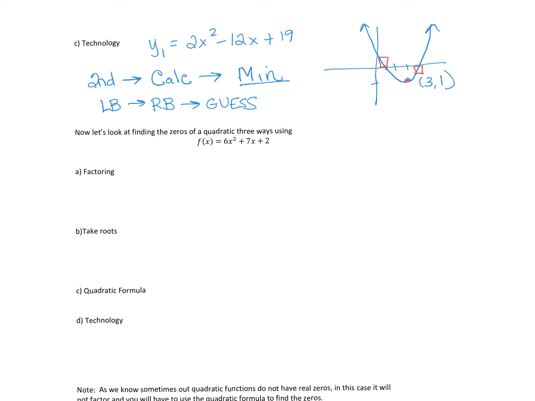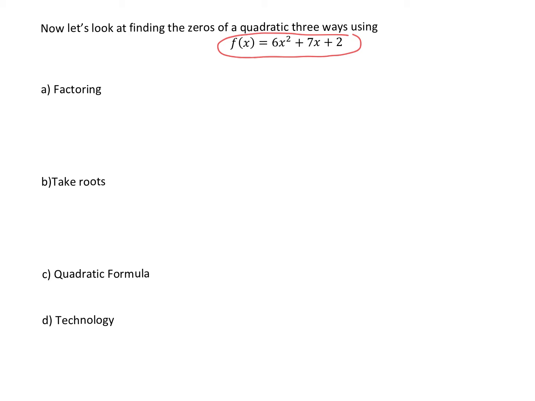Let's also look at finding the zeros of quadratics 3 different ways. So I have a new quadratic here. I have f of x equals 6x squared plus 7x plus 2. And when we're finding the zeros, also known as the x-intercepts, the fastest way is to factor. So we're going to start by factoring, and I'm going to use a method, I call it bottoms up.